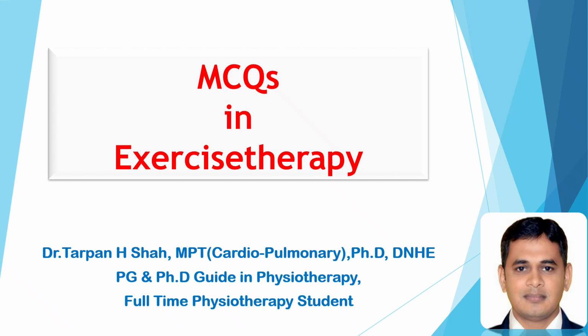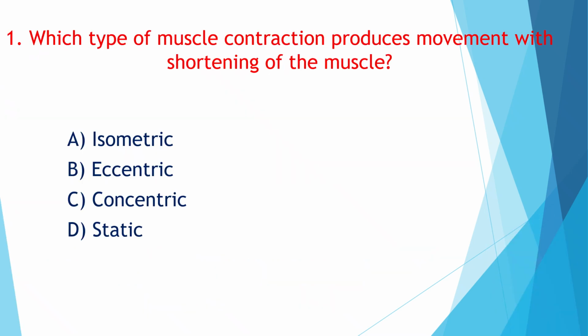Let's begin. Number one, which type of muscle contraction produces movement with shortening of the muscle? Your options are isometric, eccentric, concentric, static. So the correct answer is concentric. In concentric contraction, the muscle shortens while producing the force and movement occurs. For example, lifting a dumbbell during the bicep curl.